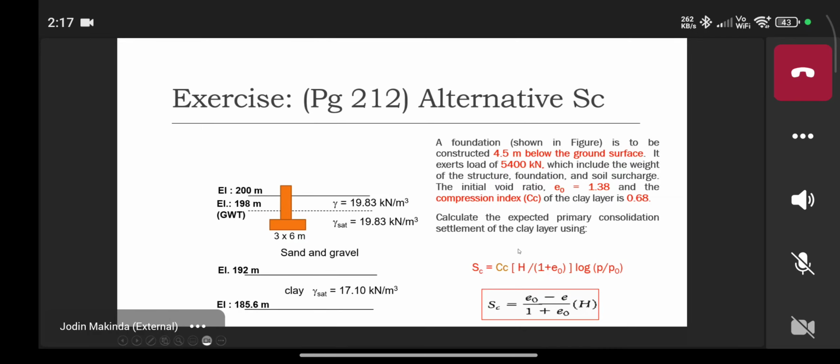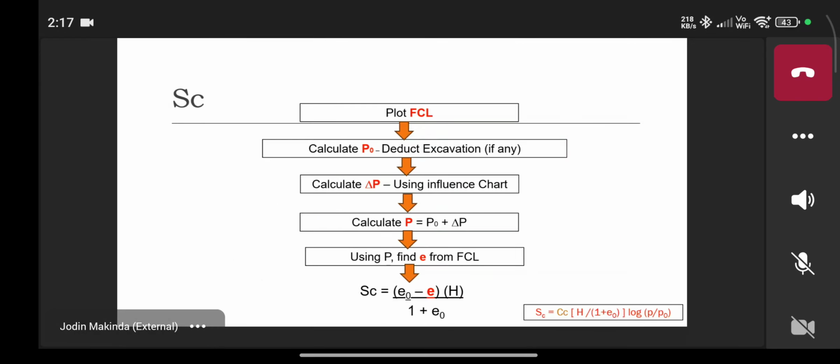You now have the thickness, which is the thickness of the clay. You only need to calculate the current effective pressures. So the step is similar. Plot the FCL. In this case, FCL is not needed. Calculate effective overburden pressure, current pressure. So this is our current pressure.